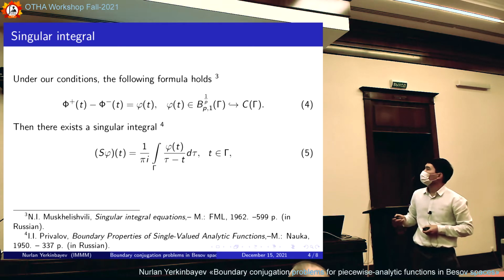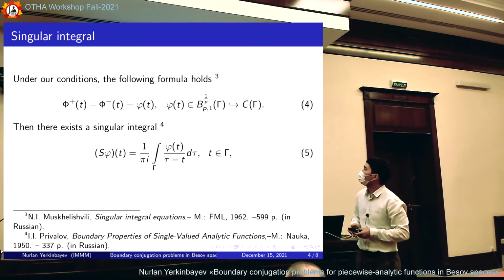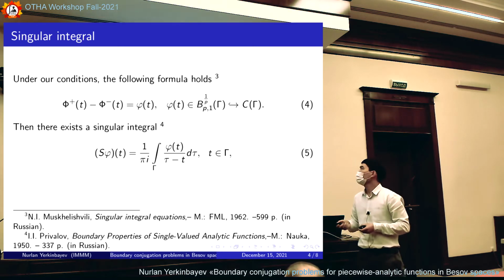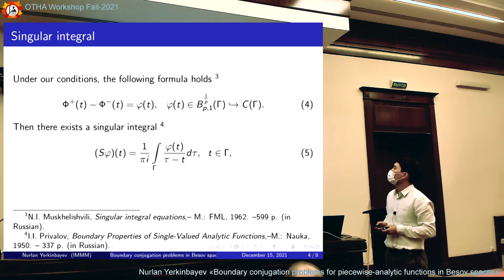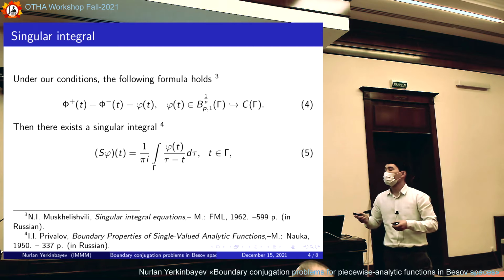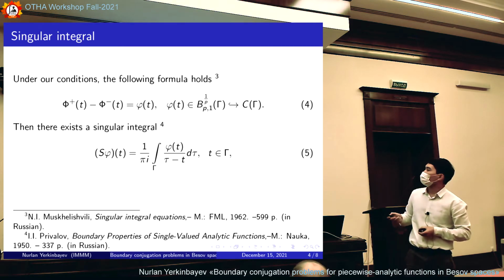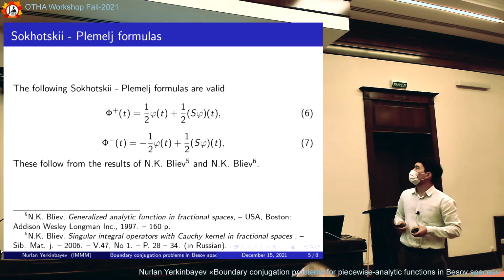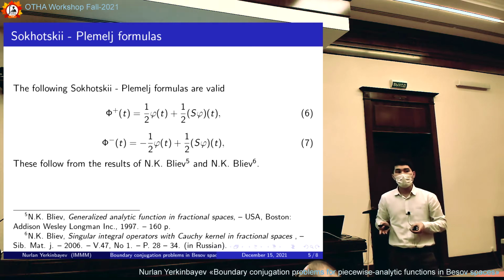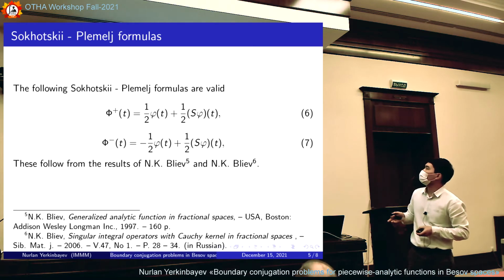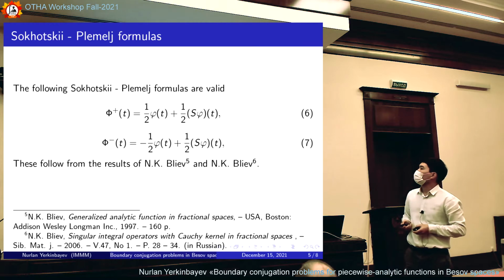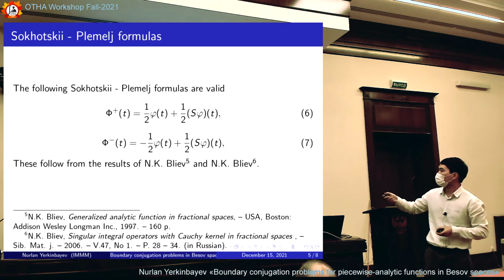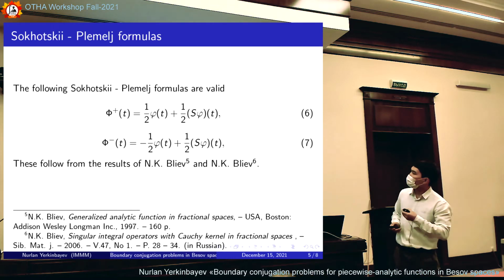Here phi plus and phi minus are analytic functions, and then there exists a singular integral operator here. Then the following Sokhotskii, it's a famous formula. Sokhotskii-Plemelj formulas are valid. These follow from the results of these articles and book.